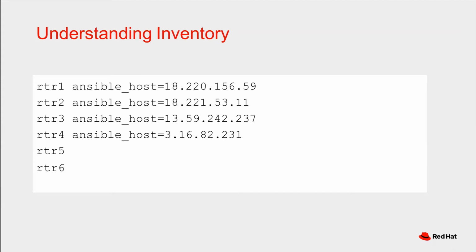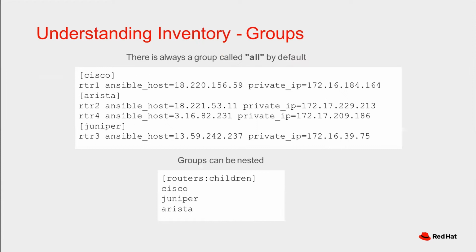Our workbench environment, our exercise environment, is built on AWS. If you're familiar with AWS, there's a private address, and then to make that public, we link a public address to that. So when we look at our inventory, we'll see that the public addresses are in that ansible_host field.